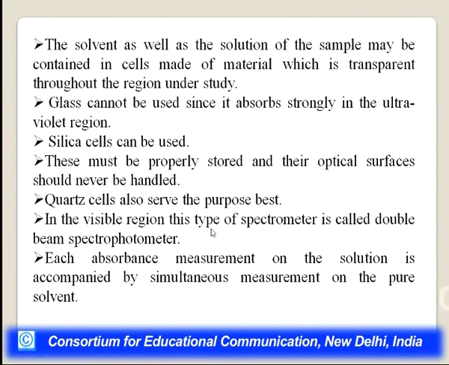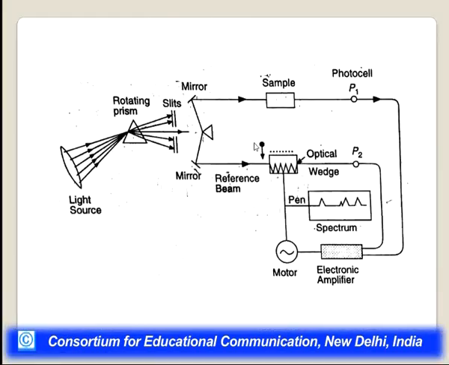In the visible region, this type of spectrophotometer is called a double beam spectrophotometer. Each absorption measurement on the solution is accompanied by simultaneous measurement of the pure solvent. Here you can see the instrumentation for the UV visible spectrophotometer. This is the light source, and it contains polychromatic light, that is, different wavelengths are there. Now we are using this prism for dispersion. This is a rotating prism. What it does is disperse the polychromatic light.